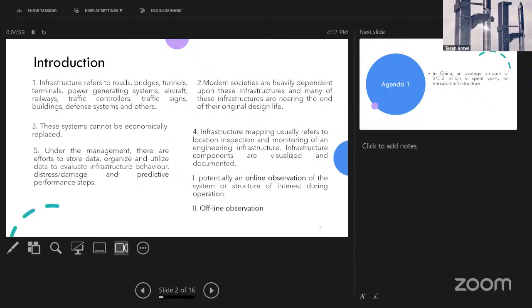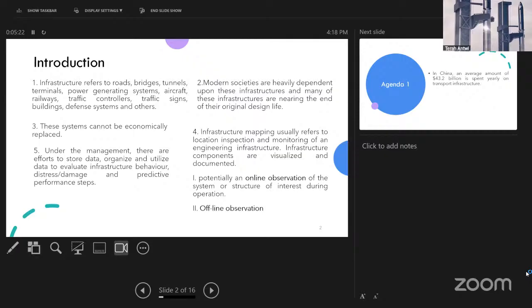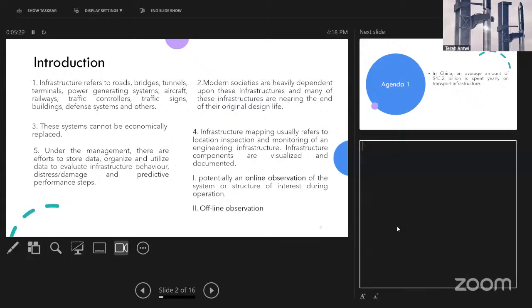After your observations, you go to the management side of the data, because if you get the raw data, it doesn't end there. On the management side, you pay attention to the storage of the data, the organization, and how we would like to utilize the data. In fact, one of the key outputs of mapping our infrastructures is to understand the behavior of the infrastructure.